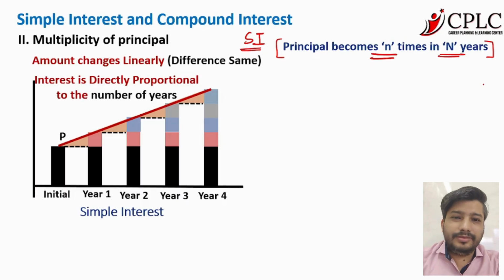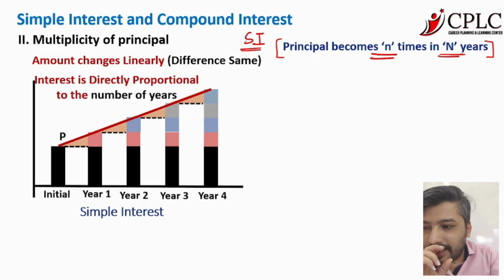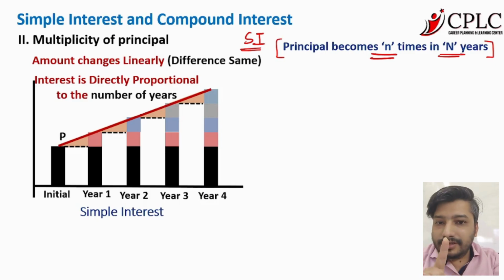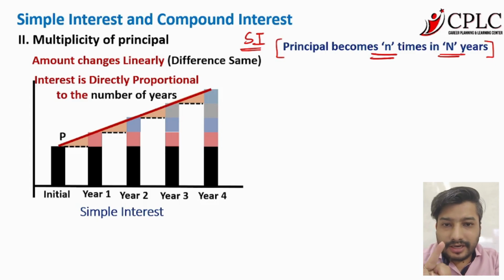So let's say it is given that there is an amount which is kept at simple interest, and principal becomes 3 times in 8 years, something like that will be given. So from all this data you need to identify three things. One is simple interest or compound interest, second is in how many years it is going to become, and the third part is how many times it becomes basically. So all these data points you need to get from that statement.